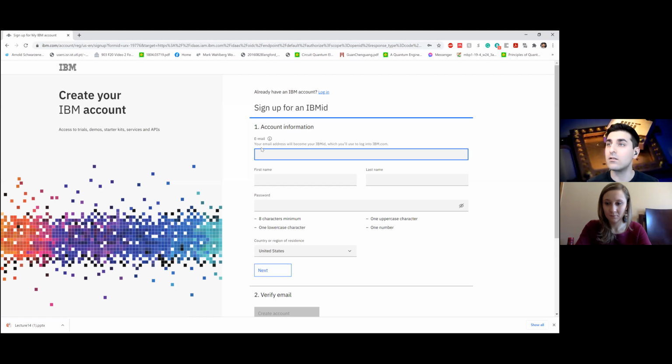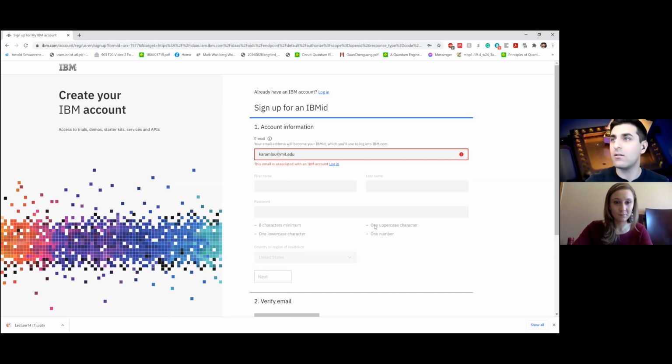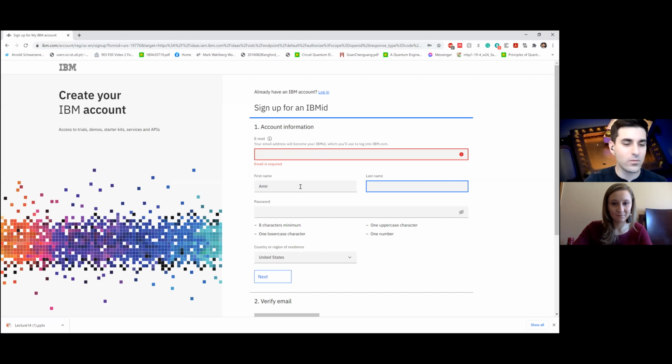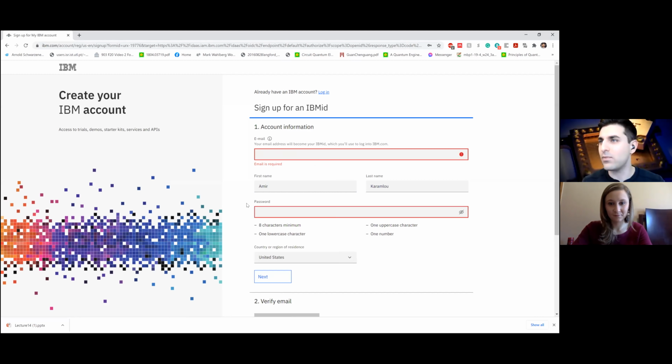So here you enter the email address that you want to use for your IBM ID account. Let's just say I use my MIT email. I already have an account with that, so I can't create another one. It's already telling me that this email exists. So okay, let's ignore this part. First name is Amir, last name is Karamlu in my case. Pick some password, and then you put which country you live in or you're residing currently.